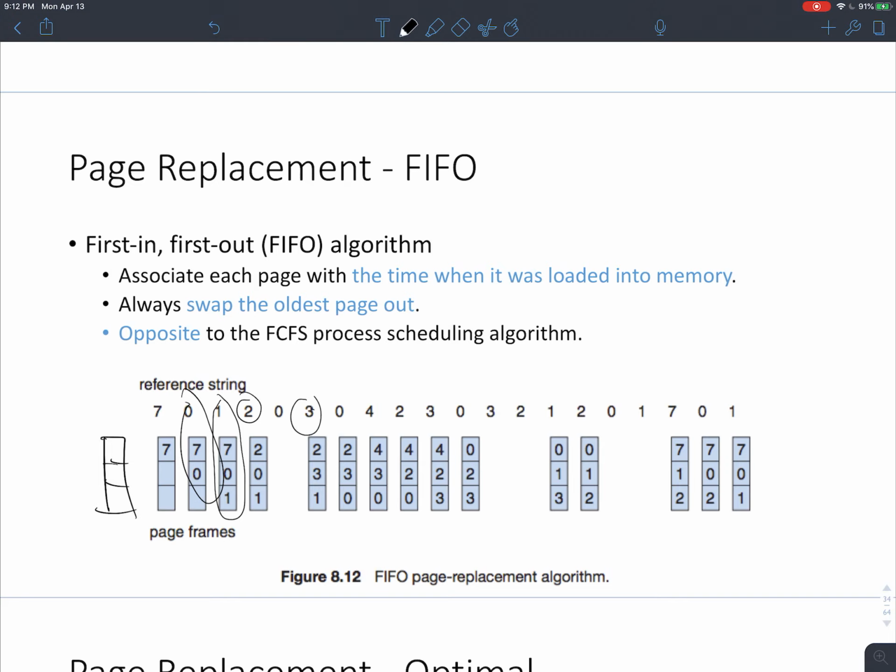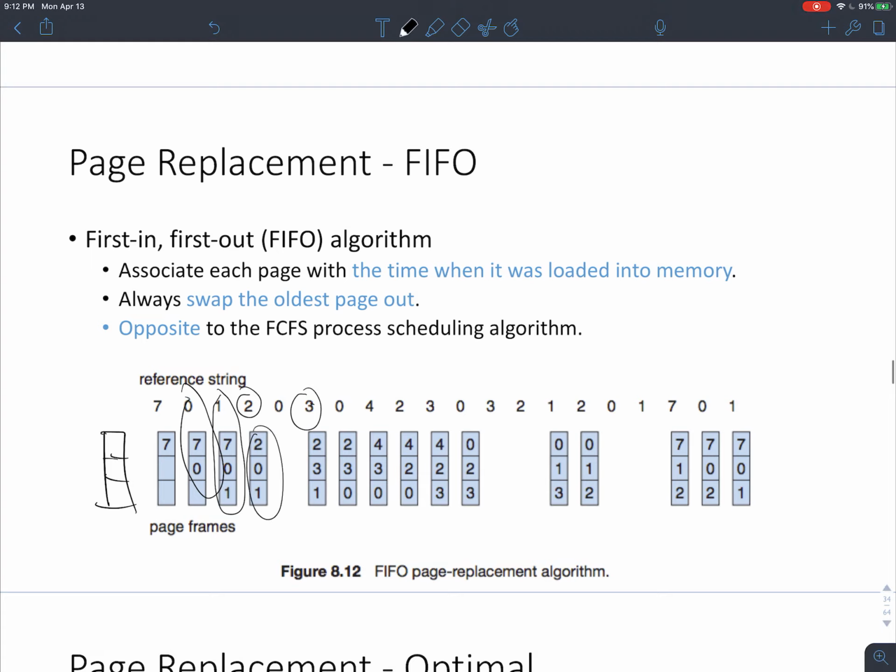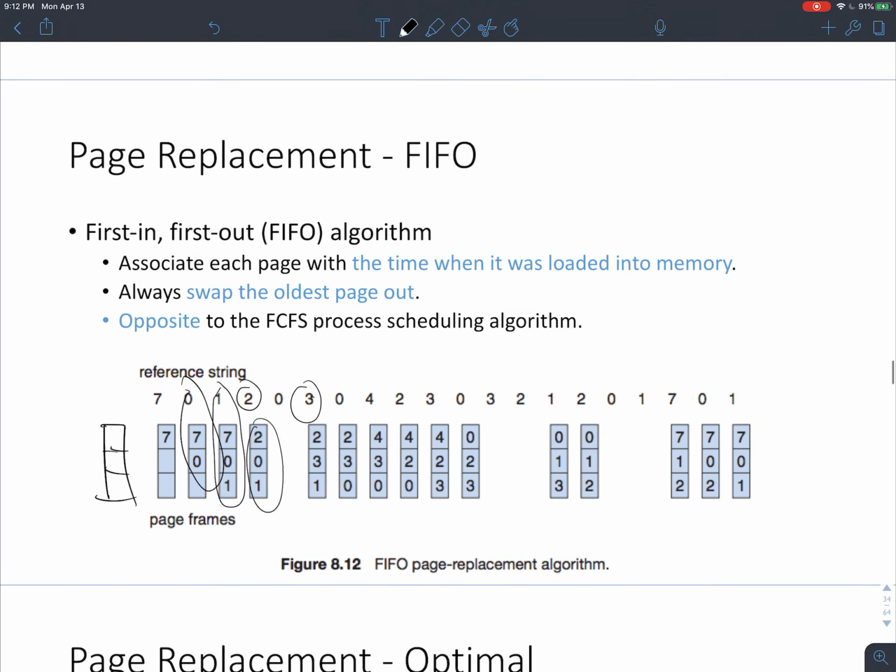After that, we want to refer to page 3. If we look at the memory space, it has 3 pages: 2, 0, and 1. Among them, 0 came in first, so we kick out 0 and bring in 3. Next we want to refer to page 0, so we kick out 1 and bring in 0. This process keeps going on. Remember, every time we need to kick something out, we kick the page that came in first.